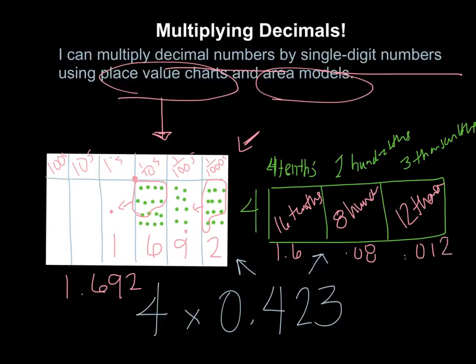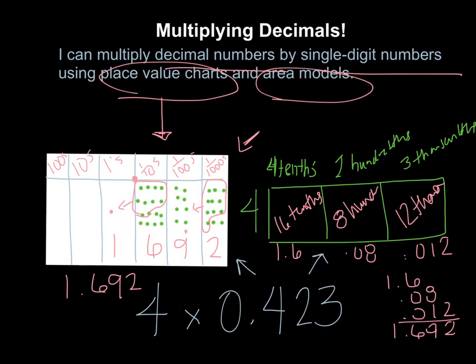0.012, and remember, when we add up, we need to line them up, so make sure that all my place values are lined up. I want my tenths with my tenths, my hundredths with my hundredths. So 2, 9, 6, and 1. 1 and 692 thousandths.